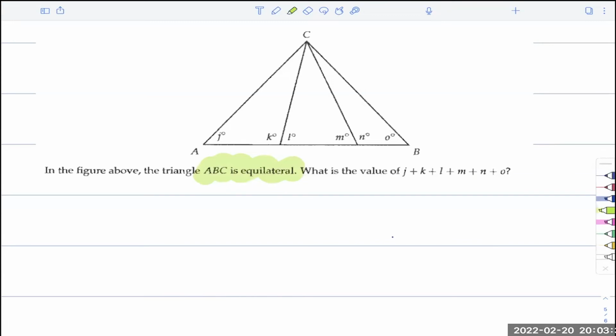J और O तो 60 हो गया तो 120 साइड. Yeah, J and O is 120. Yes, you add them up, that's 120.